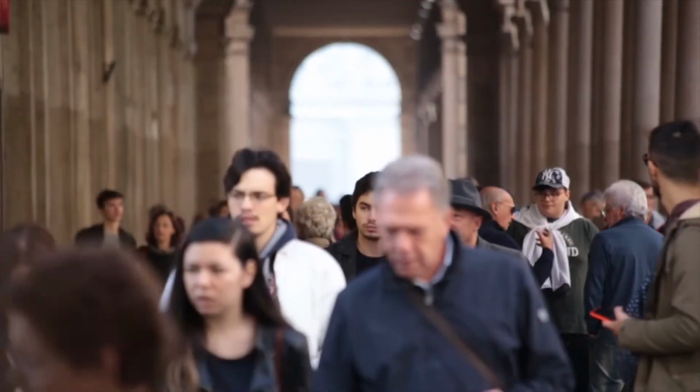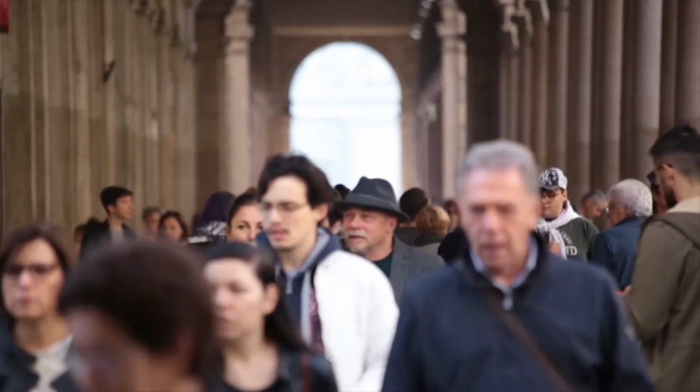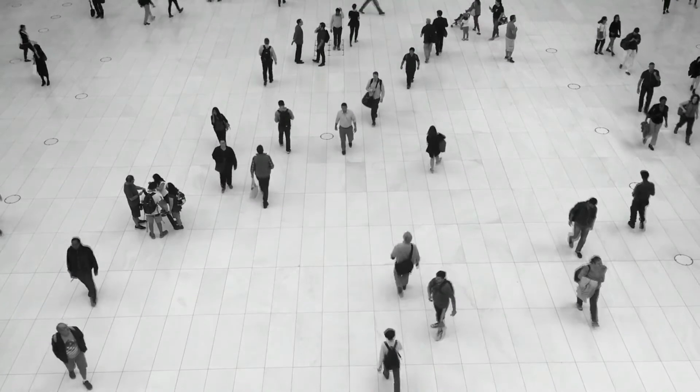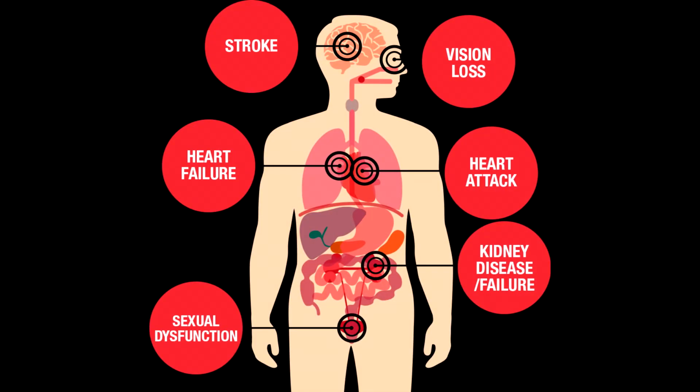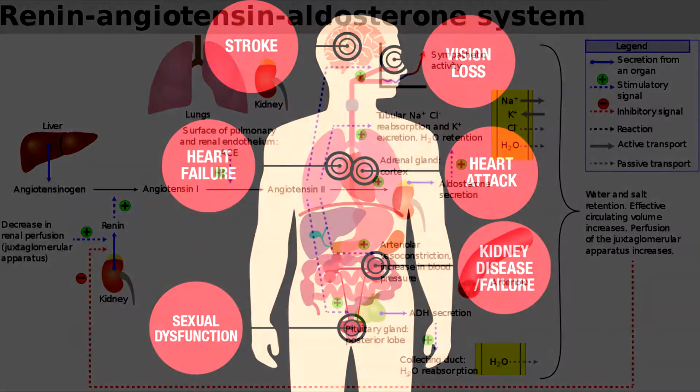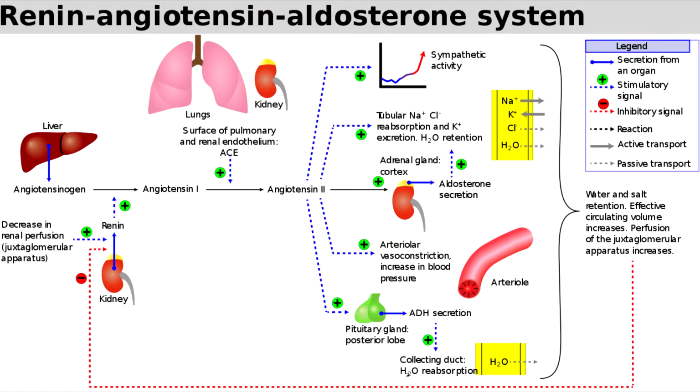It is estimated that hypertension is present in over 100 million Americans. Hypertension contributes to conditions and diseases including strokes, loss of vision, heart attacks, and renal disease. The renin-angiotensin-aldosterone system, or the RAAS, is responsible for the regulation of blood pressure through the release of hormones.